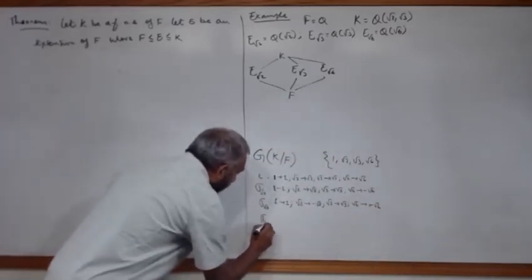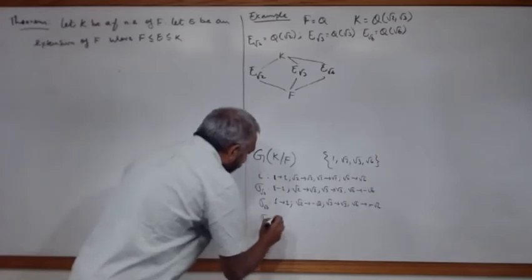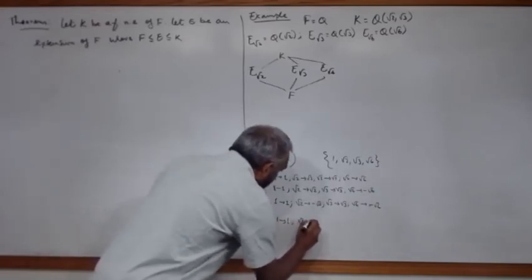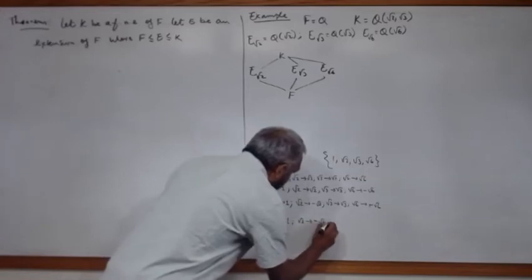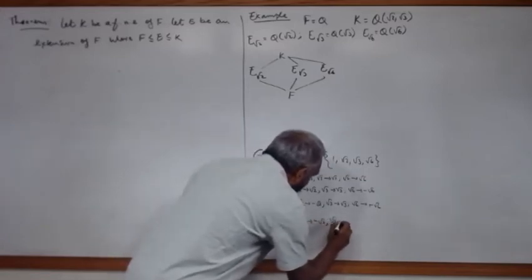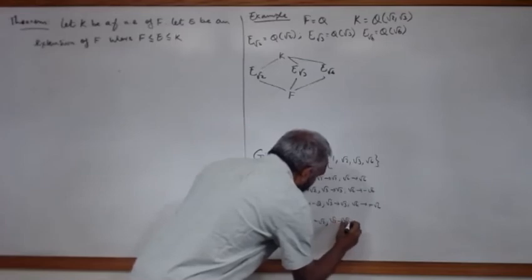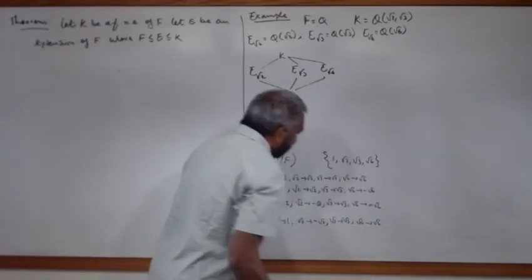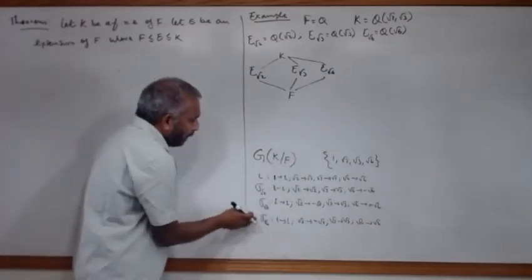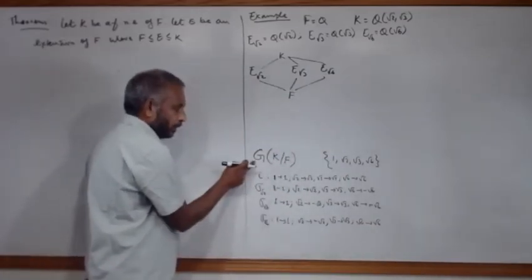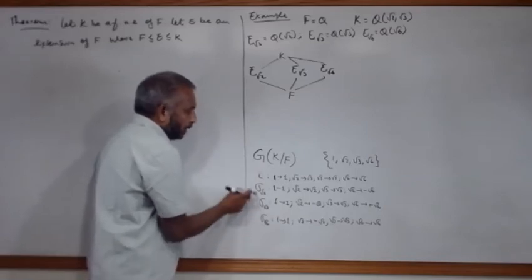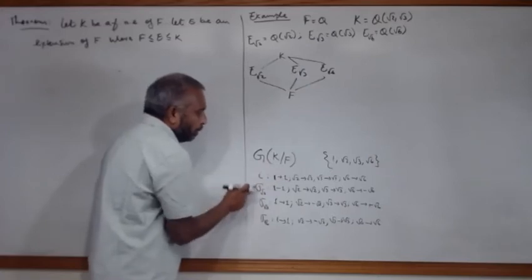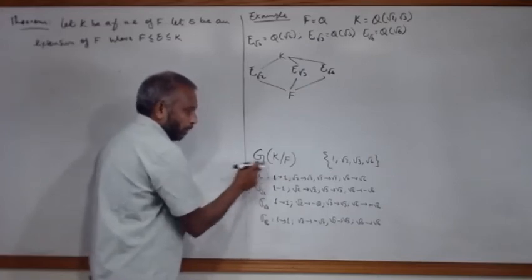And root 6, 1 goes to 1, then root 2 is changed to minus root 2, root 3 is changed to minus root 3, and root 6 goes to root 6. So these are the only 4 elements in this group. And we already showed that the collection of all the automorphisms under composition makes a group, and it's called the Galois group here.